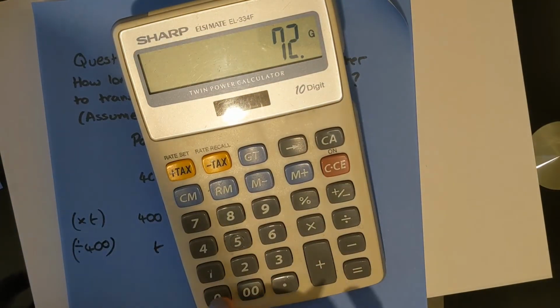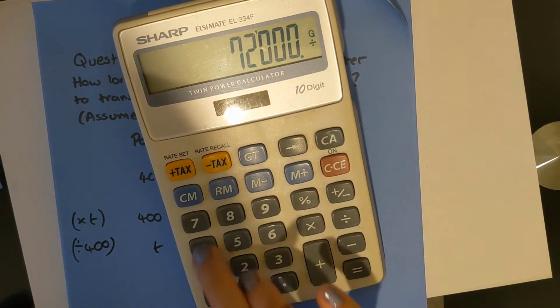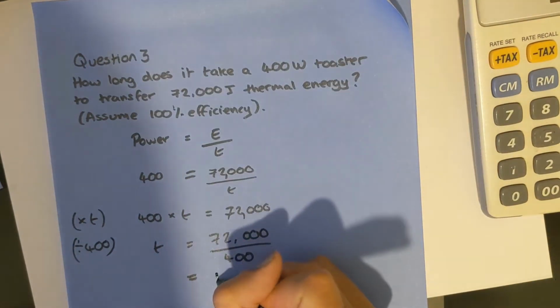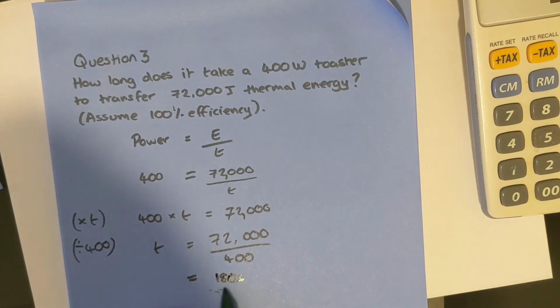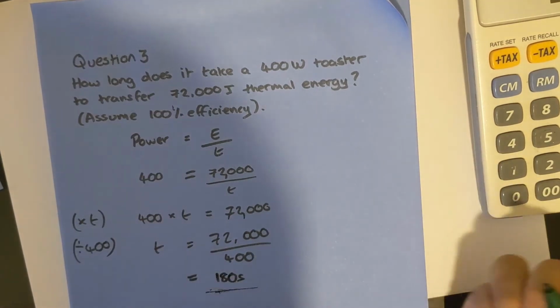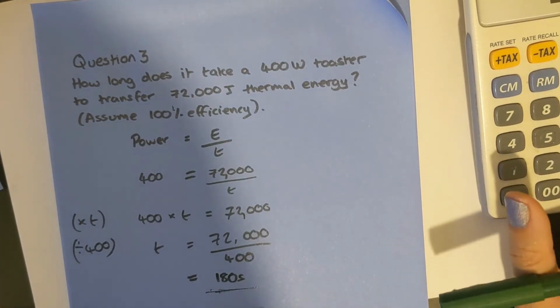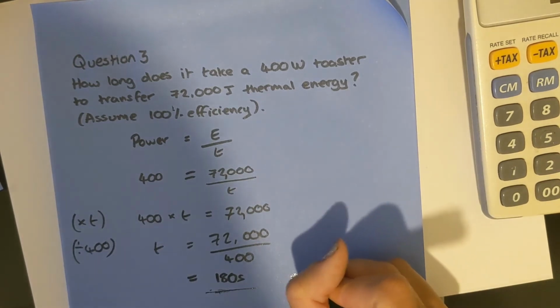So 72,000 divided by 400 gives you 180 seconds. 180 seconds. Okay, that is an answer. You don't actually need to change that unless the question had said turn it into minutes. So just to turn it into minutes, we're going to divide by 60, and that gives us 3 minutes.